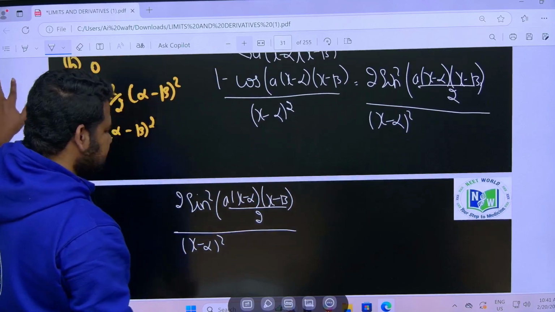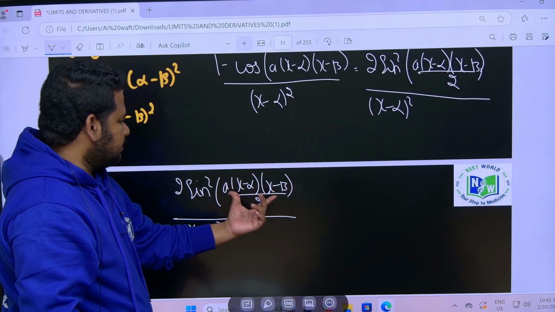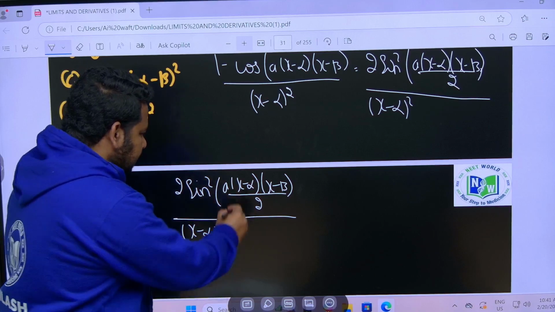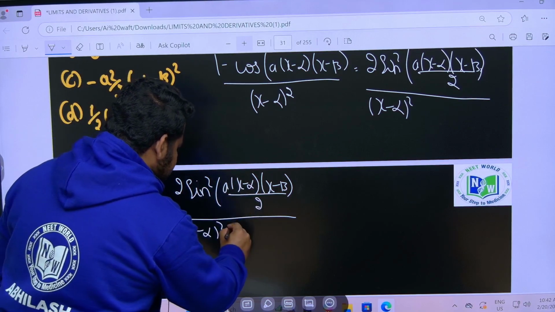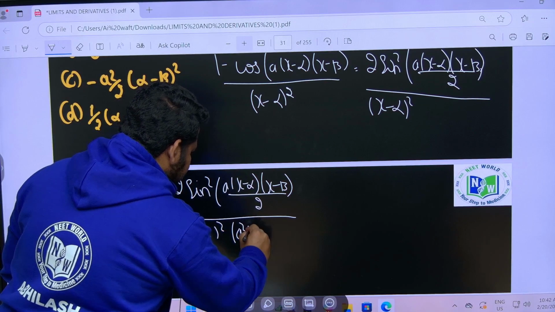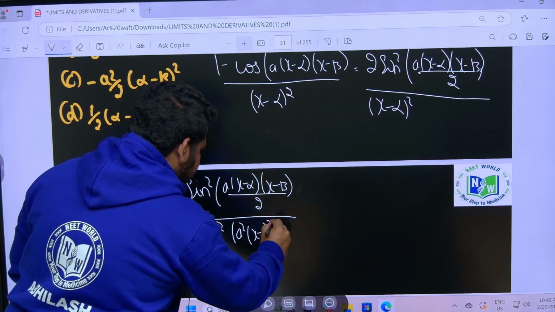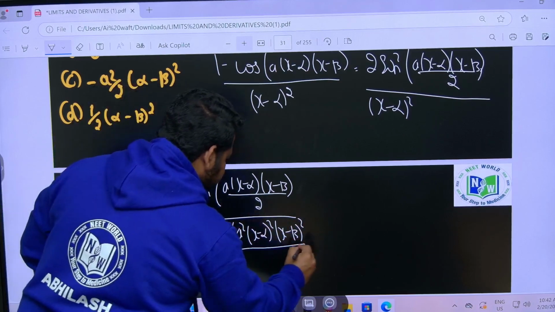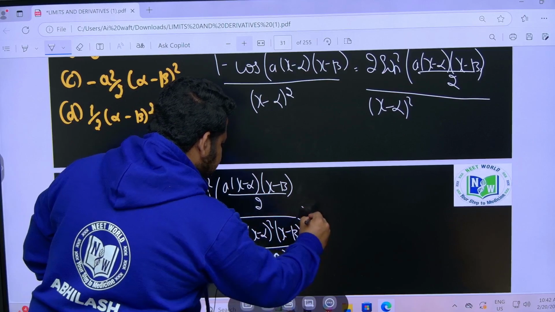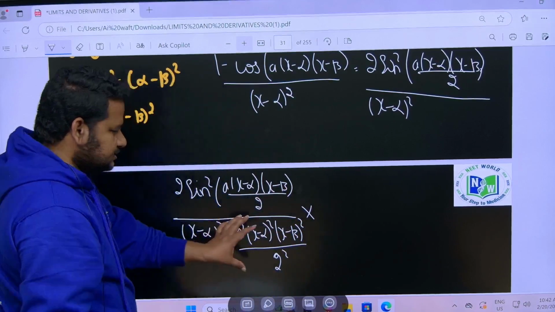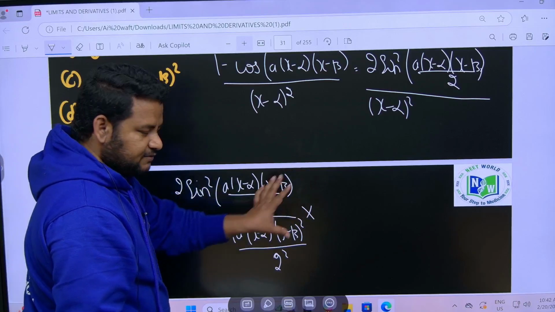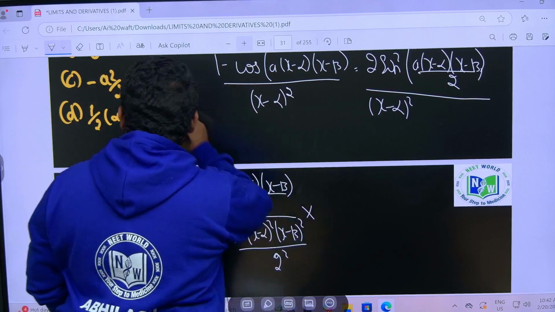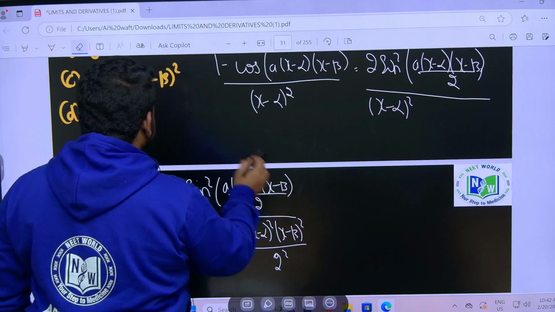So what should I do, friends? Whatever is inside the sine, I want here in the denominator also. I'll write it as it is, but here it is squared: a square (x minus alpha) square into (x minus beta) square divided by 2 square, multiplied by the same thing, because this into this should become 1. Whatever I am dividing by, the same thing I will multiply here. So this will become what?